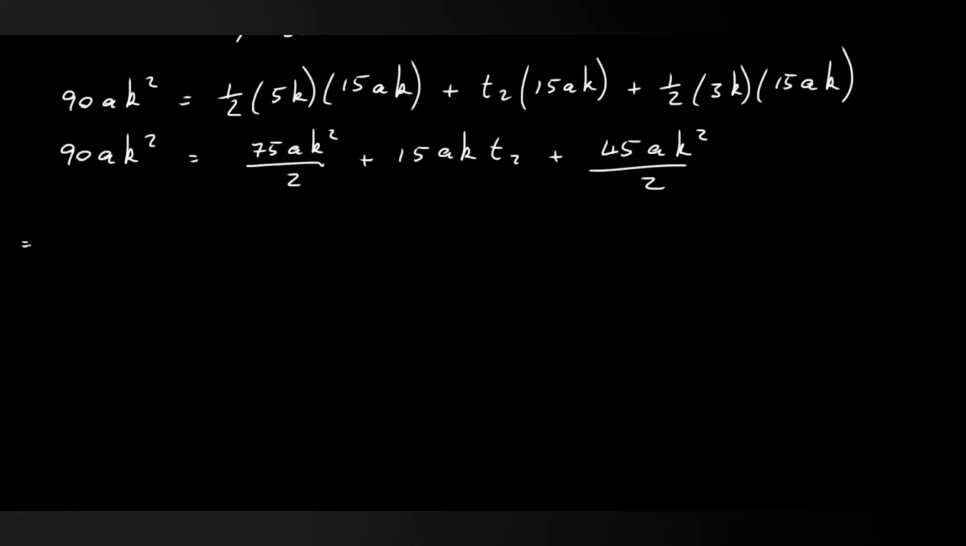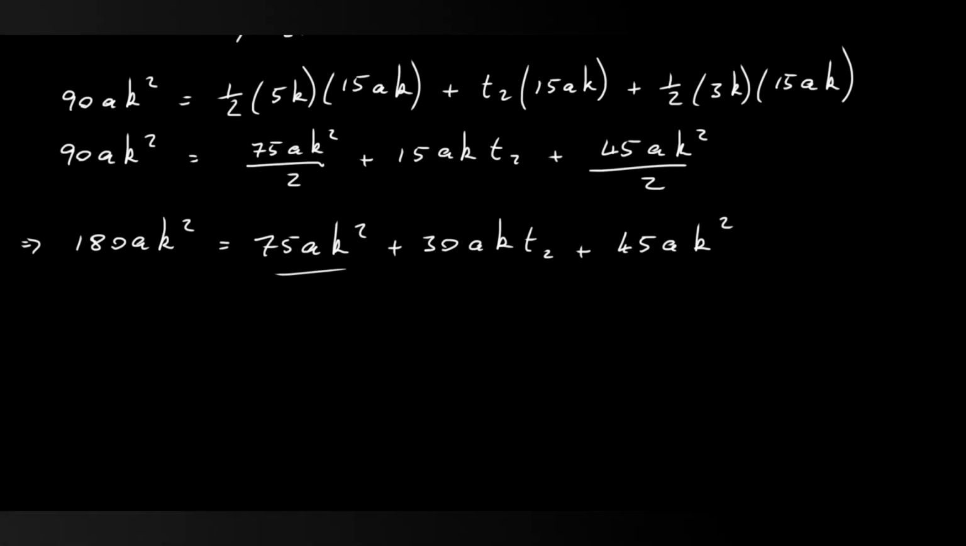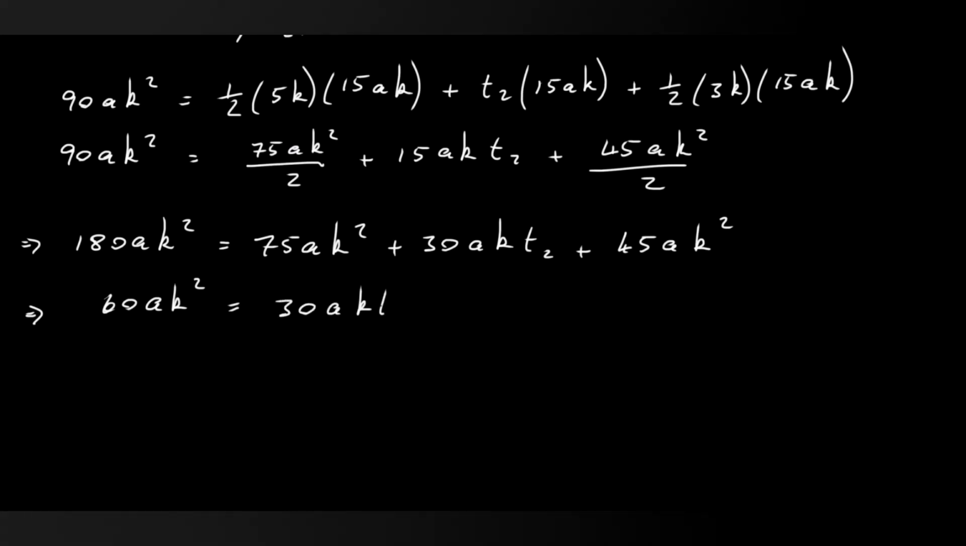So on the left hand side we'll get 180ak² is equal to 75ak² plus 30ak·t2 plus 45ak². Now what I'm going to do is just take this ak² and this ak², bring them over to the left hand side. So subtract, that'll give me 60ak², and that's going to be equal to just 30ak·t2.